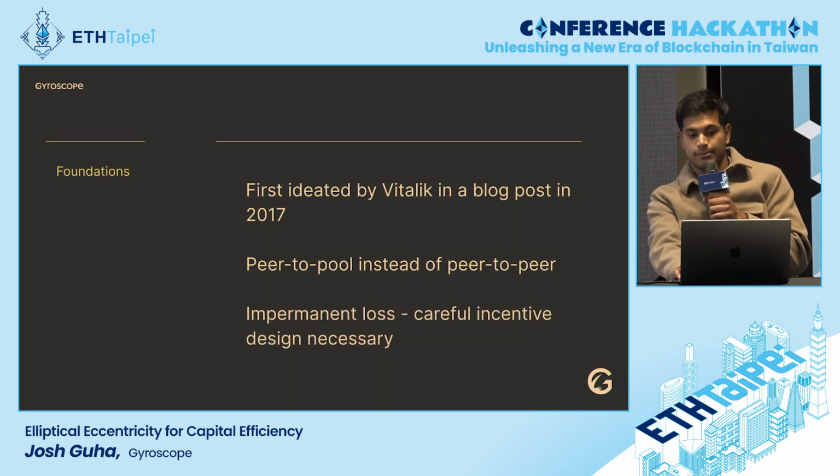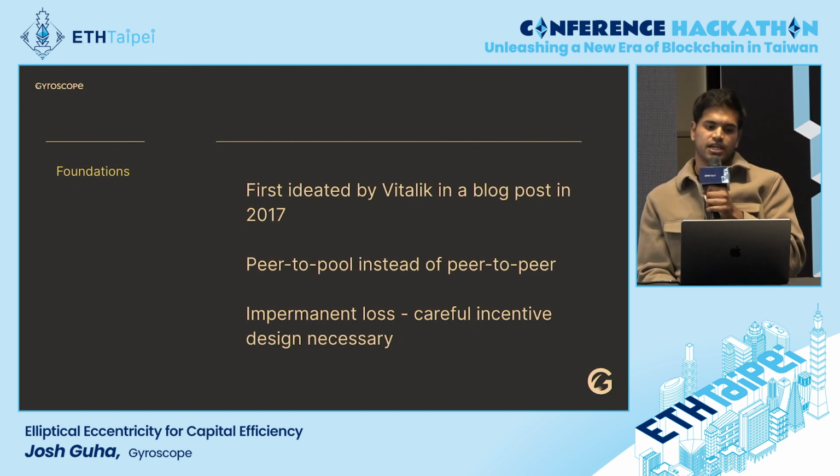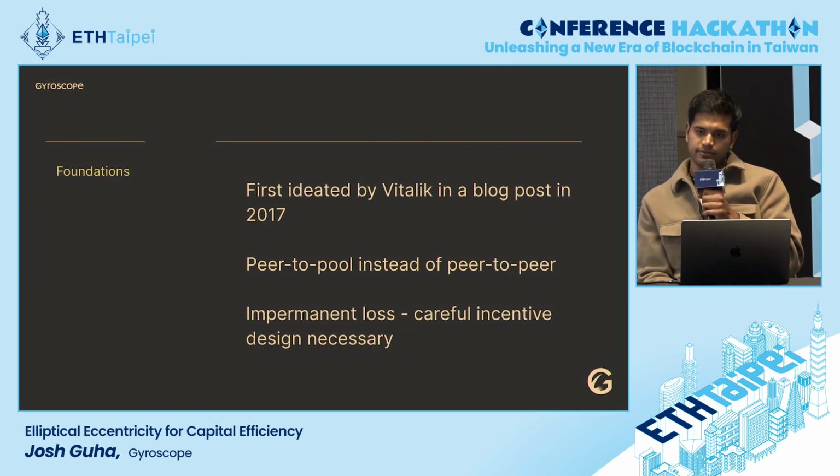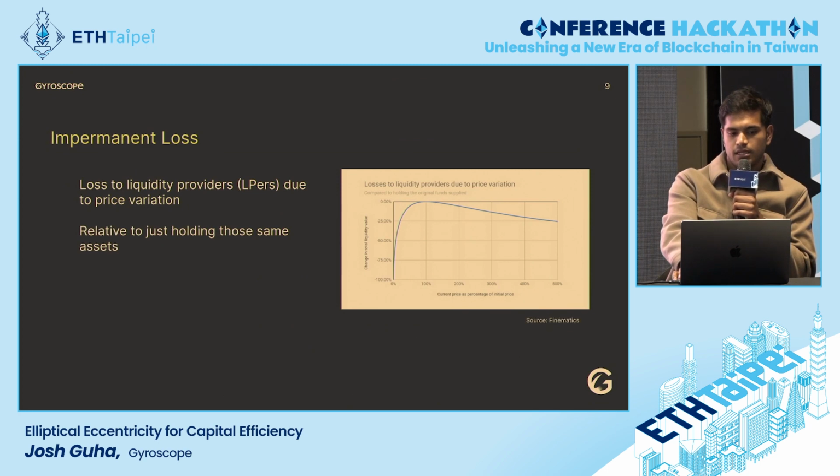However, liquidity providers, LPers, who provide the reserves required for AMMs to trade can suffer losses if the relative price of the two assets diverges from that at which the LP provided liquidity to the AMM pool. This is commonly known as impermanent loss. When designing any AMM, a careful analysis of the incentives for liquidity provision is required in order to make sure free agents, that is the LPers, the liquidity providers, are incentivized to provide liquidity and ensure that the AMM is actually useful. So impermanent loss is the loss to liquidity providers due to price variation relative to just holding that same set of assets.